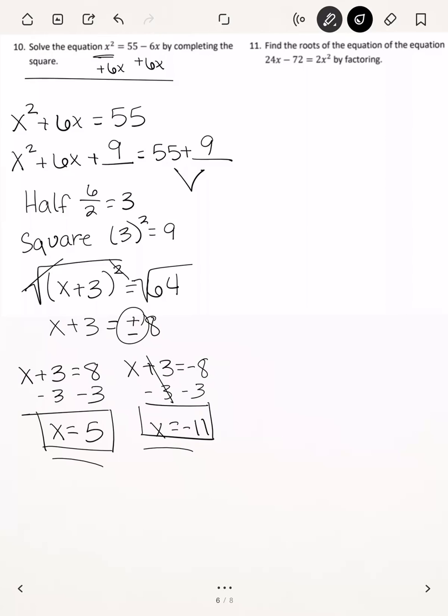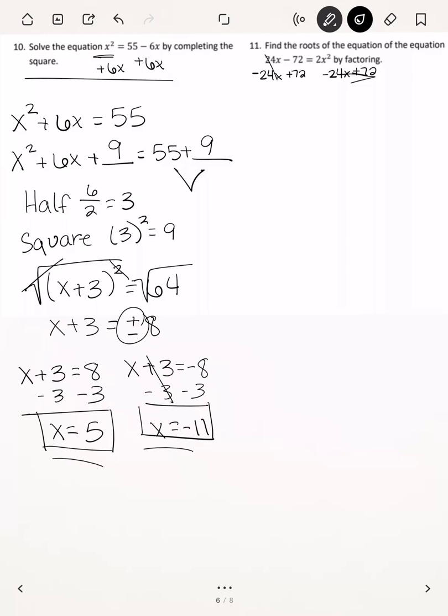Okay, number 11, it says find the roots of the equation 24x minus 72 equals 2x squared. Well, roots, solutions, zeros, x-intercepts are the same thing, but this one wants me to factor. So I'm going to go ahead and factor. In order to factor, I've got to get everything to one side. So I'm going to move over this 24x. I like to keep my x squareds positive, and I'm going to add this 72. So minus 24x plus 72.